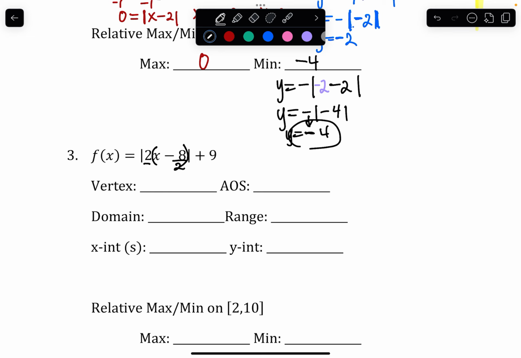Once again, you could plug in both endpoints to test. I'm just plugging in the 10 because it's so clearly the value for the maximum. Not the 10, but what we get from plugging in 10. So once again, using this original function, 2x minus 8 inside the bars plus 9, and we're plugging in the 10, which gives me 20 minus 8 inside the bars, which gives me 12 inside the bars. Absolute value of 12 is just 12. Add 9, we get 21.